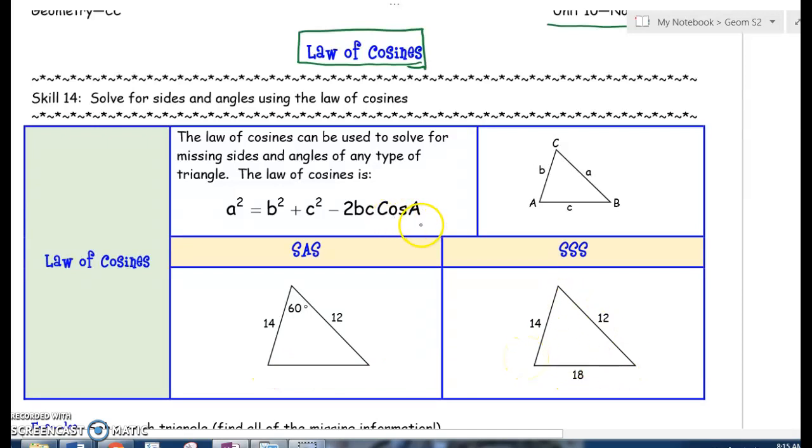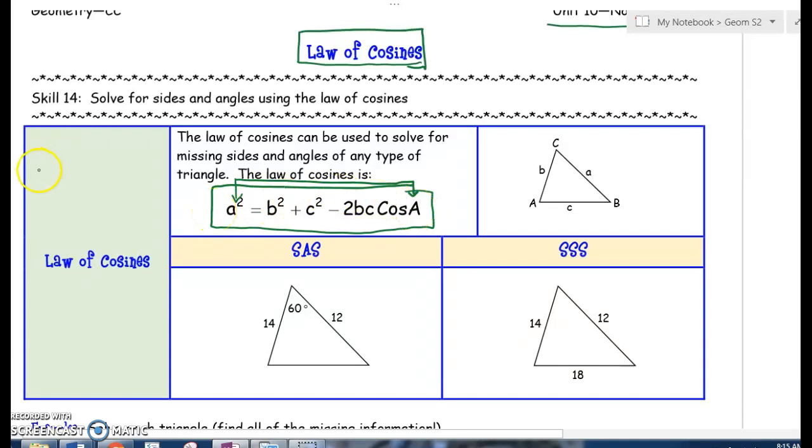Now here's the formula. There's actually three of them, and they all kind of follow the same pattern. I'll show you the other two in a minute. So you've got a squared. Remember the little a, little b, little c are the sides. a squared equals b squared plus c squared minus 2 times b times c times the cosine of angle A. One thing you'll notice is that whatever little letter is on the far left is going to match the angle on the far right. So little a and angle A.